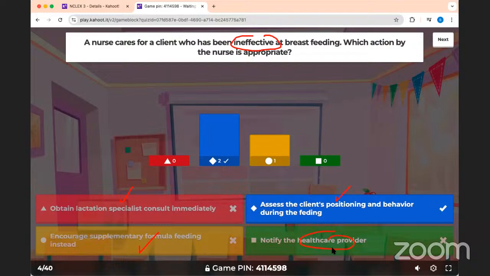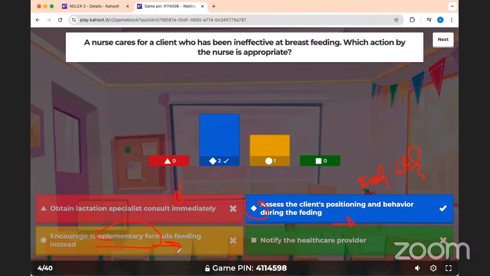If you call the healthcare provider, they'll say, well, just go do your job. A lactation specialist is okay, but fine. You have to know what is going on with the mother. Assess the mother and see if she's doing the right thing. She doesn't know how to breastfeed. Is the baby latching well? Is she holding the baby the way it's supposed to be? So positioning, behavior, you even have to check for suckling. How are they latching? How is she holding the baby? And if all of them are correct, yeah, you can tell the lactation specialist to come and help.